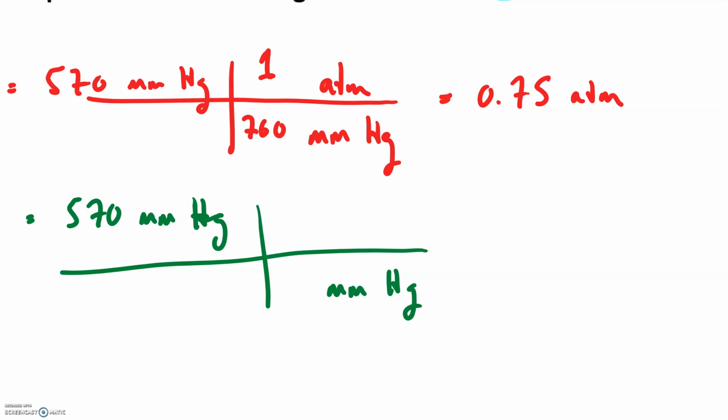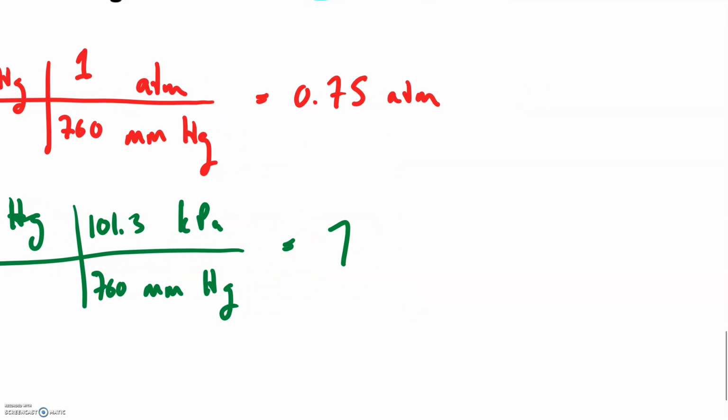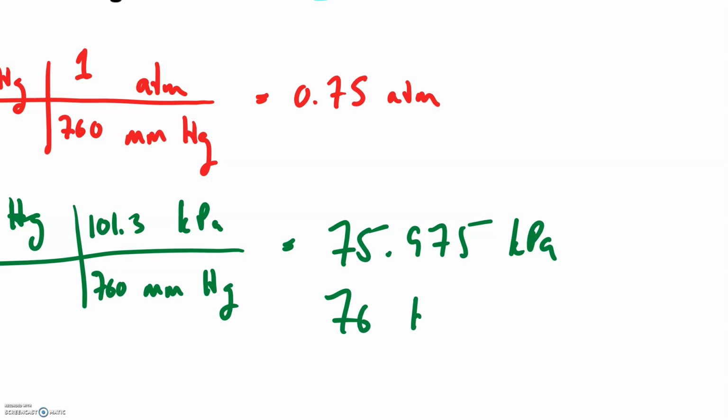We're going to put millimeters of mercury on the bottom, and we'll put kilopascals on the top. That means that in 760 millimeters of mercury, there are 101.3 kilopascals. Bust out a calculator. Remember, we're multiplying across the top and dividing by the bottom. So 570 times 101.3 divided by 760. And we get 75.975 kilopascals. But if you're feeling frisky, you can just round to 76.